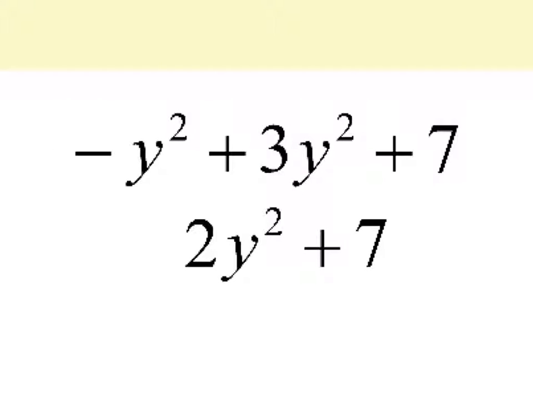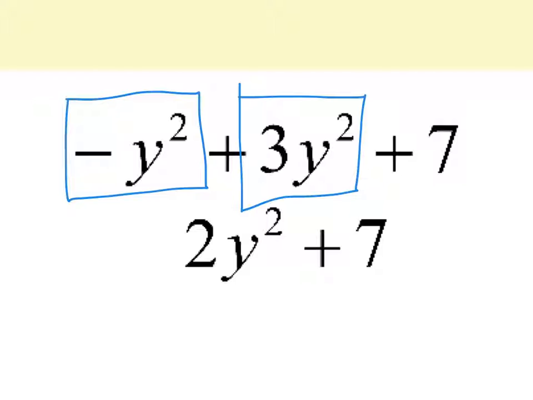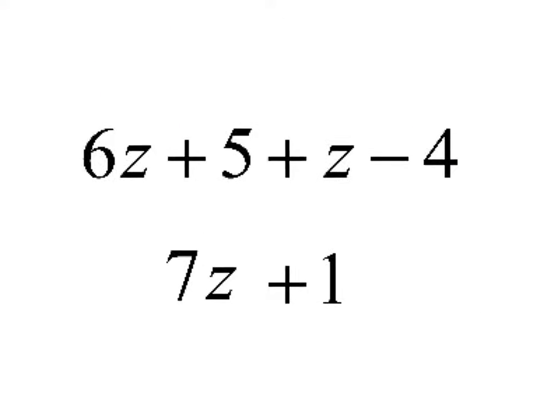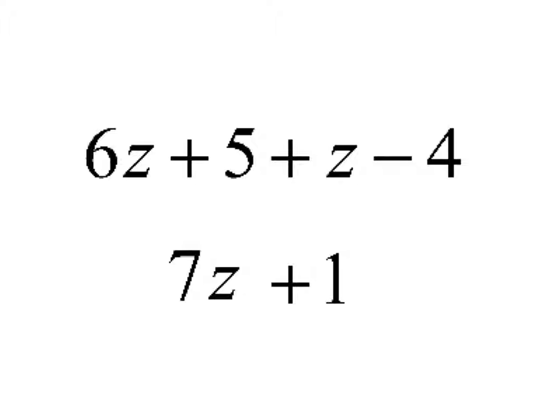Now this next expression, we only have 2 terms out of our 3 that we can combine, and that's going to be the negative y squared and the positive 3y squared. Combining those two is going to give us a positive 2y squared, and our constant over here is going to remain the same, so 2y squared plus 7. So now we've got our next equation.